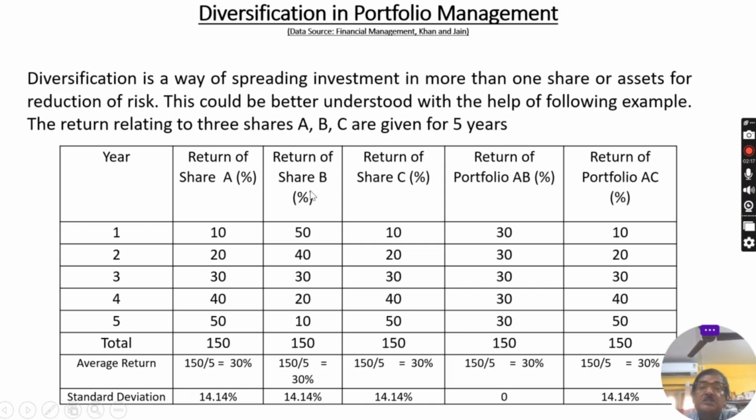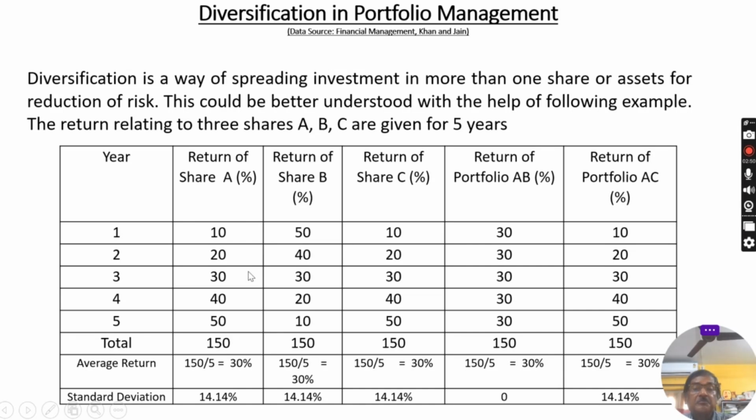The returns for share B similarly are noted here. First year return is 50%, then 40%, and so on. And the return for share C is also noted here. First year 10%, second year 20%, and fifth year is 50%. The empirical data have been taken to explain the concept of diversification.